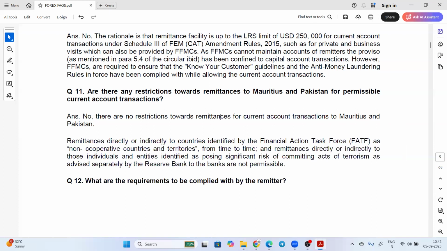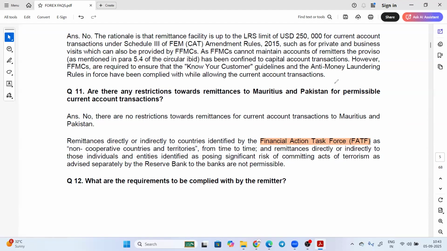Remittance directly or indirectly to a country identified by FATF as a non-cooperative country and territory from time to time, and remittance directly or indirectly to those individuals and entities identified as posing significant risks of committing acts of terrorism, as advised separately by RBI to the banks, are not permissible.